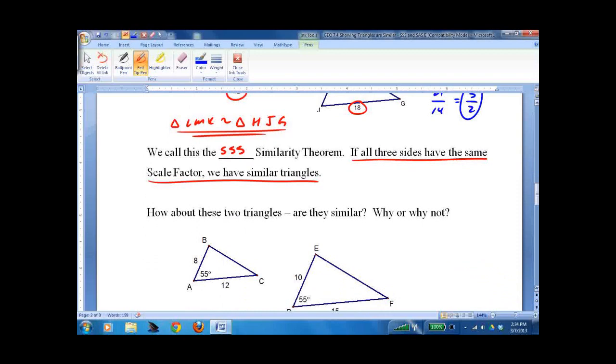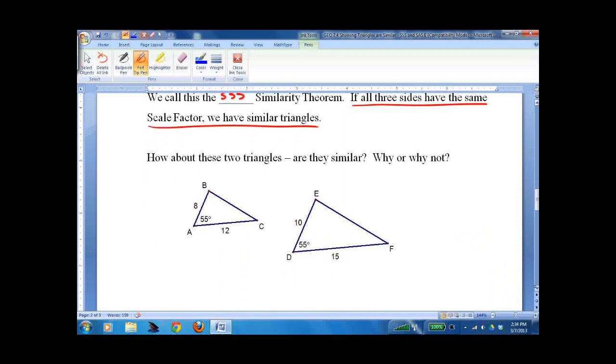So let's try it again. We look at these. We have congruent angles. And we compare the sides on either side. So biggest to biggest, 15 over 12 is 5/4. And then we compare the other two. 10 over 8, by shocking coincidence, is also 5/4. So we say these two triangles are similar.